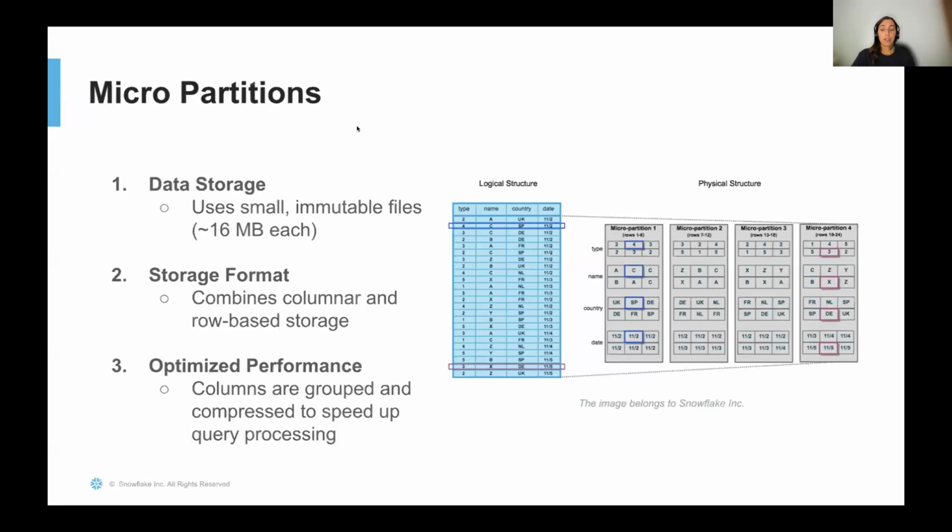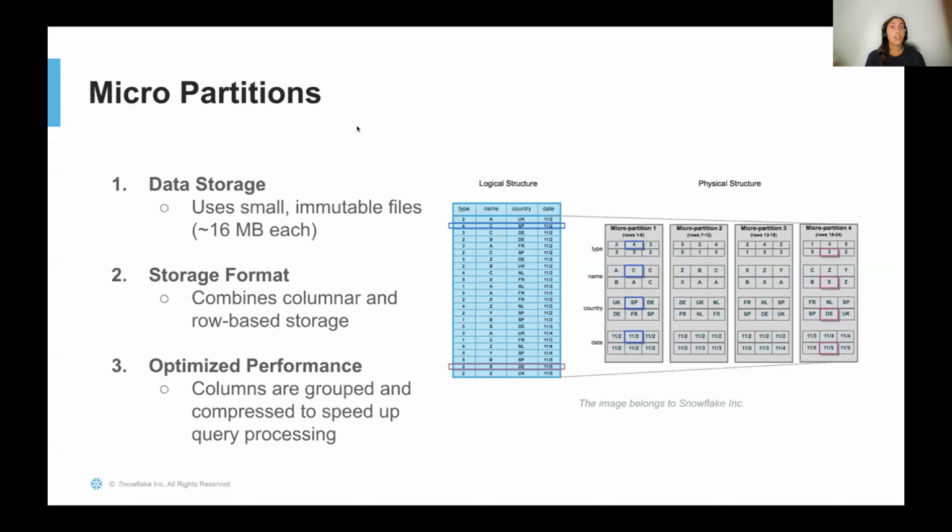Yeah, and why are we talking about micro-partitions now? Micro-partitions are the elements in Snowflake that are at the very heart of how Snowflake organizes and optimizes data storage. What are they? Micro-partitions are essentially small immutable files that are about 16 megabytes in size, and this size is optimal for balancing performance, but also storage efficiency.